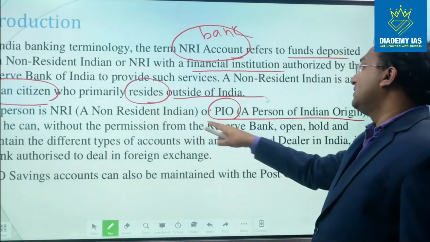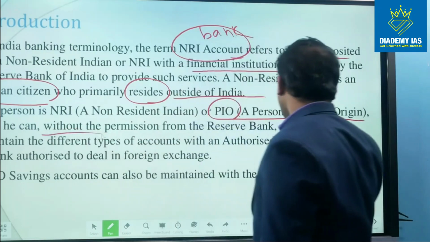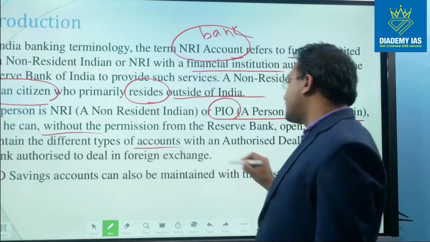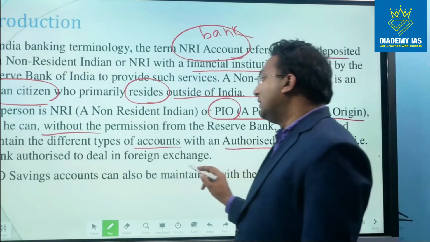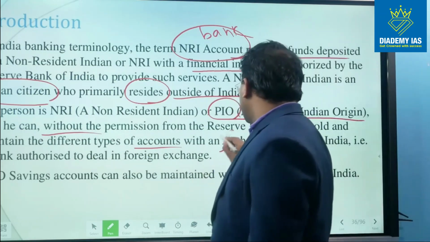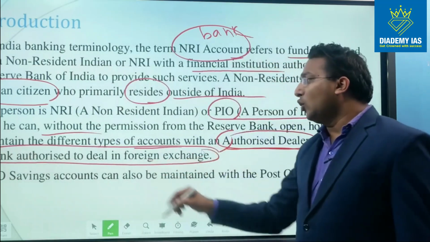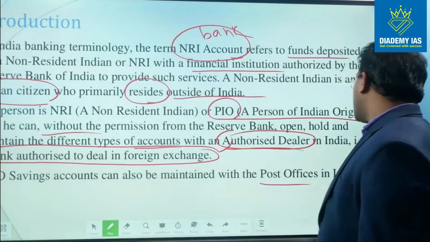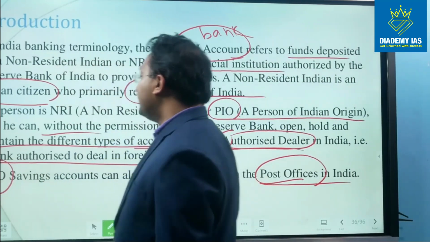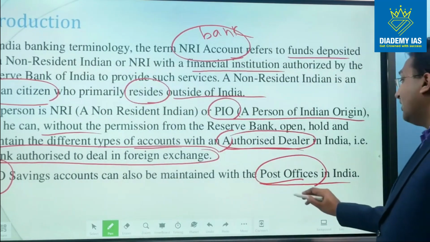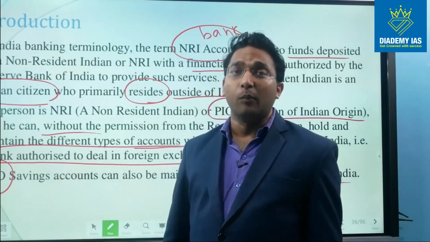If a person is an NRI or PIO, he or she can, without the permission of RBI, open, hold and maintain different types of bank accounts with an authorized dealer in India, that is a bank authorized to deal in foreign exchange. So authorized dealer means any bank which is authorized to deal in foreign exchange. An NRO savings account can also be maintained with the post office in India, right? There is one type of bank account called NRO, non-resident ordinary account, that can be held even with the post office. The rest of the accounts can be held with the bank only, and this NRO account can be held with the post office also.